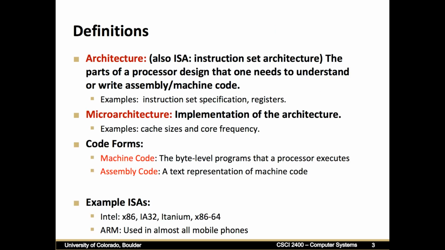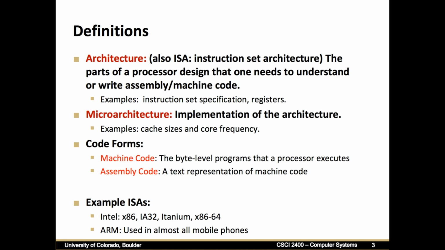So an architecture, an instruction set architecture, is usually what it's called. It's the part of the processor design that you need to understand when you write assembly code or when an instruction is being executed. So you can think of the architecture as being a contract between the programmer and the machine to behave in a certain way. So the machine will have a set of specific specifications for what the instructions do.